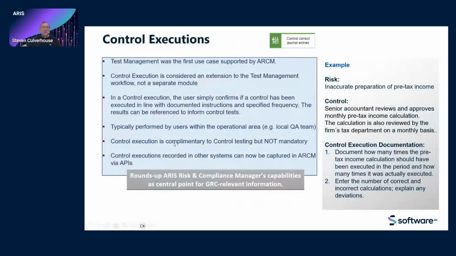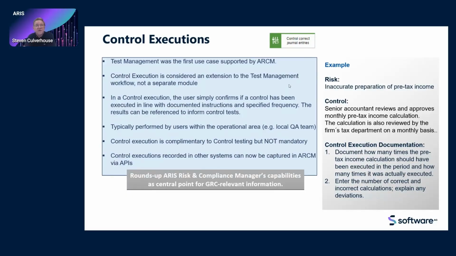Okay, so that's that. Let's talk about control executions and control tests. What is the difference? Control executions are not new to the scene. They've been around for several years now, but certainly control tests came first. Originally we had just control tests, and then they extended control tests to include what they call control executions. So now you have a separate symbol that's used for a control execution. It's this one here. And basically it's considered an extension to the test management workflow. It's not a separate module.